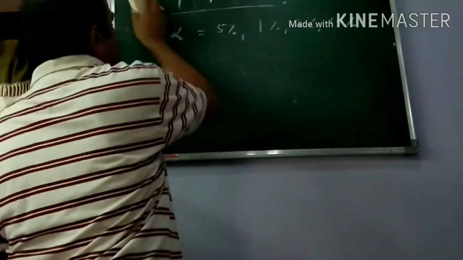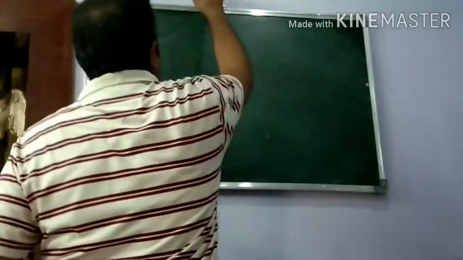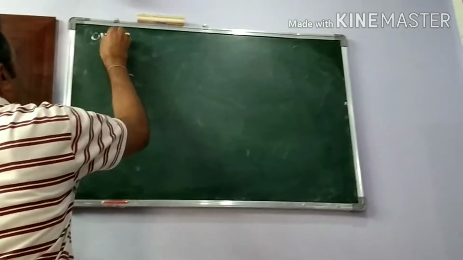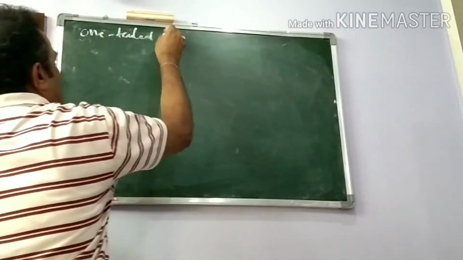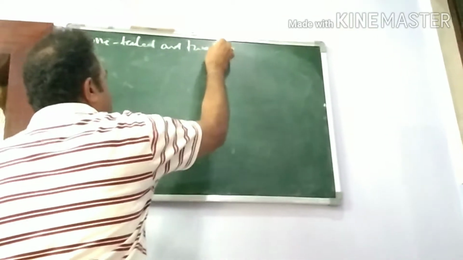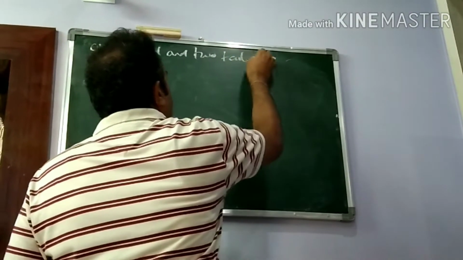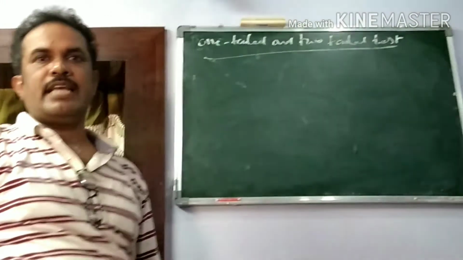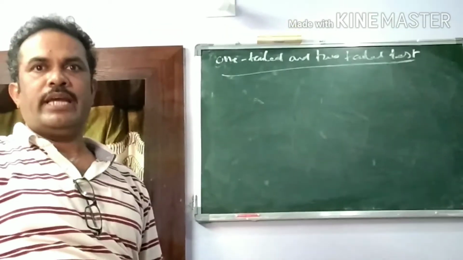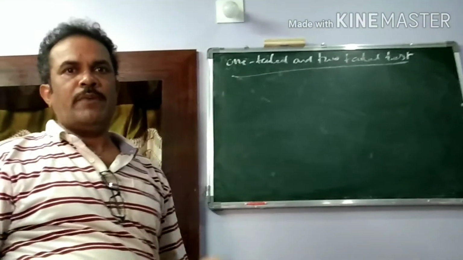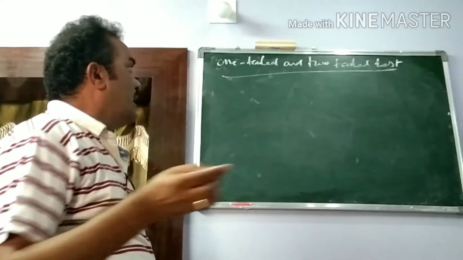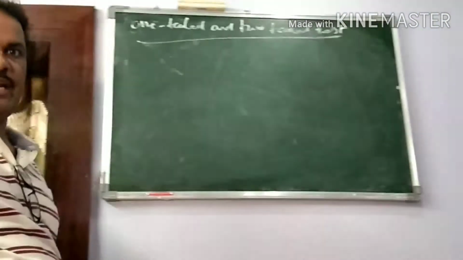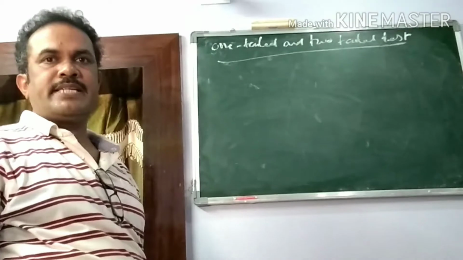Next we will discuss the one-tailed and two-tailed test. Whether a statistical hypothesis test is one-tailed or two-tailed depends on the alternative hypothesis. What does one-tailed mean? Either right-tailed or left-tailed. If it is right-tailed or left-tailed, the corresponding test is called a one-tailed test.